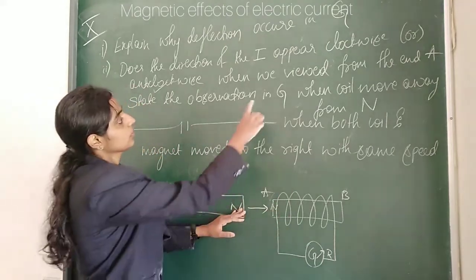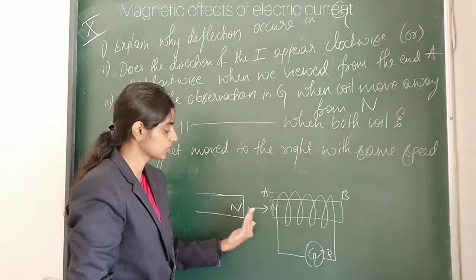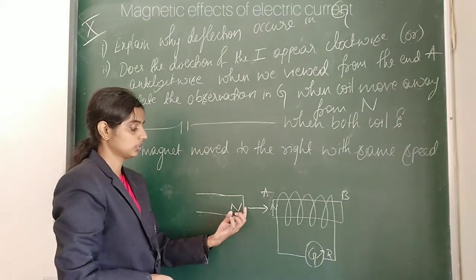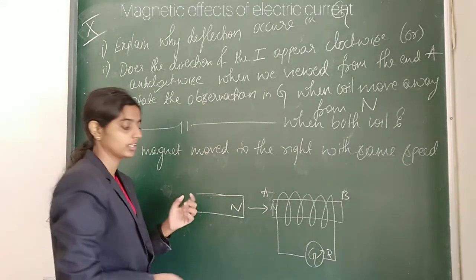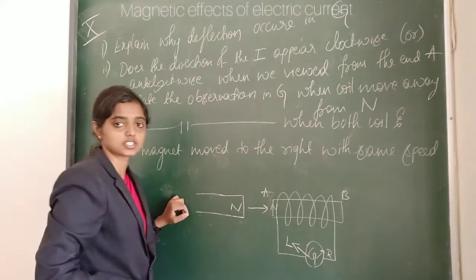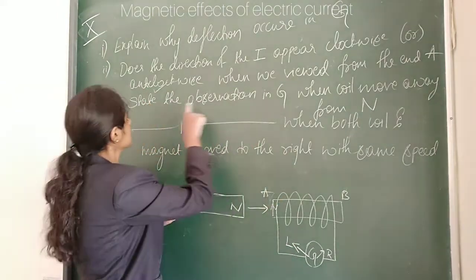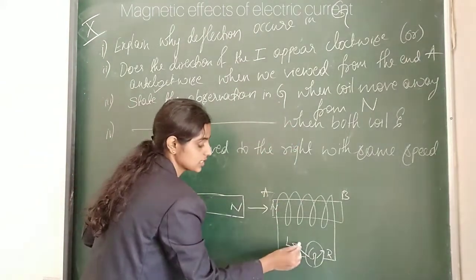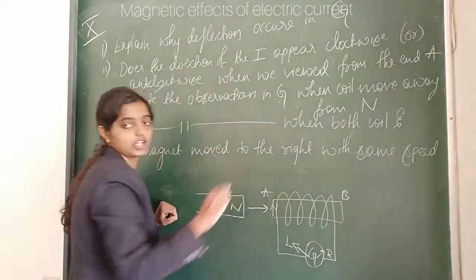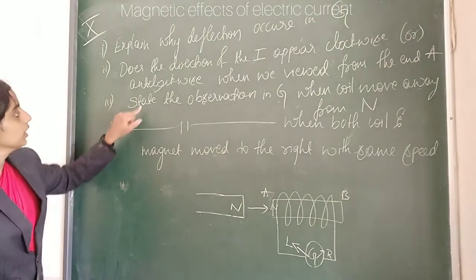So here when the coil is moved away from the north pole, that means the magnet is moving away from the coil, it will show deflection to the left side. Okay, so I hope you understood this point also. Hence the observation in the galvanometer is deflection towards the left side, right? Now the last question is similar.